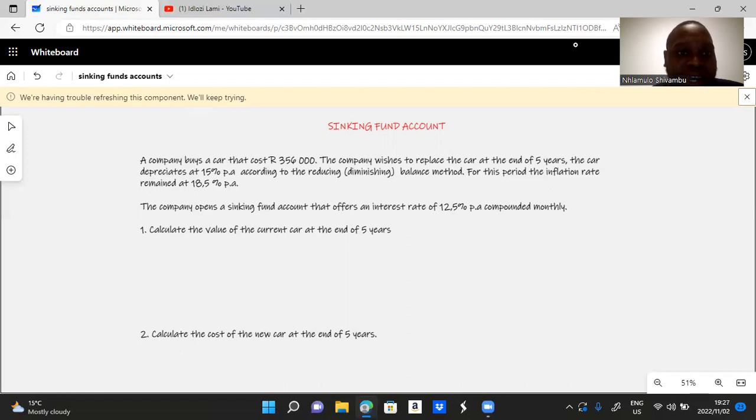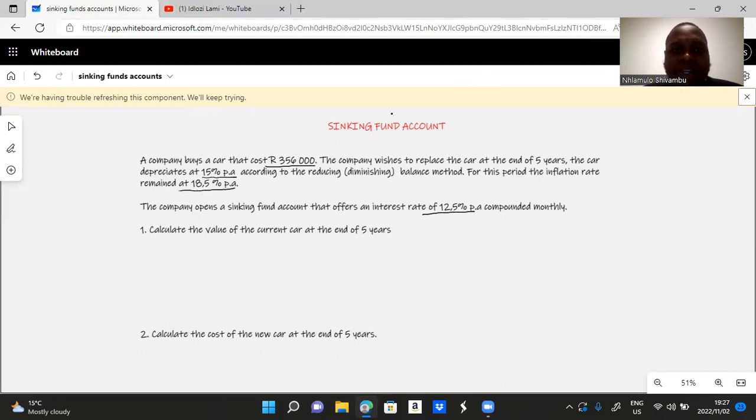The car depreciates at 15% per annum according to the reducing balance method. So this is the rate of depreciation. So I want you to know this is the cost price, and then this is the rate of depreciation. And also the method of depreciation is very important that you note it. For this period, the inflation rate remained at what? At 18.5% per annum. So this is the rate of inflation. The company opens a sinking fund account that offers an interest rate of 12.5% per annum compounded monthly. So this is the rate of the account that the business is going to open, right?